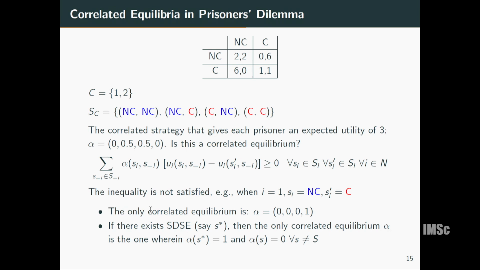Imagine there is something called a strongly dominant strategy for each player. Then this inequality, if S_i prime is a strongly dominant strategy, will always be negative. So, I can always change it, right. Not too difficult to see.